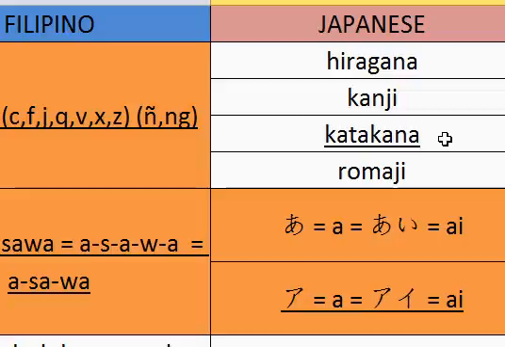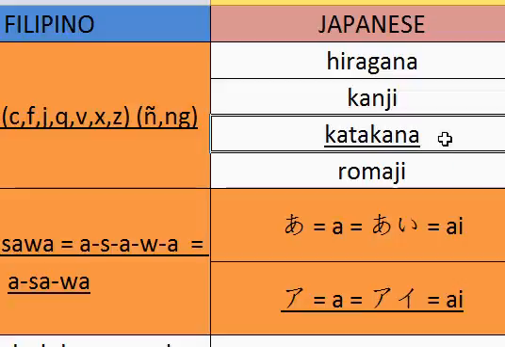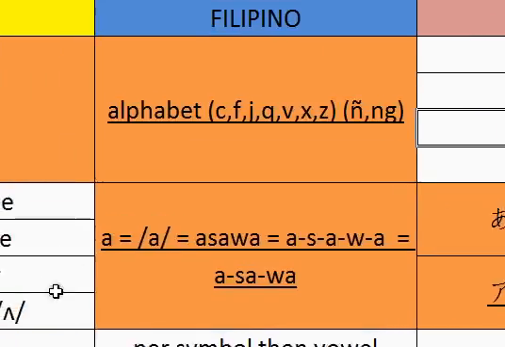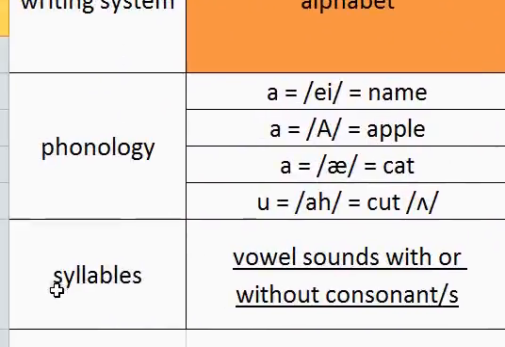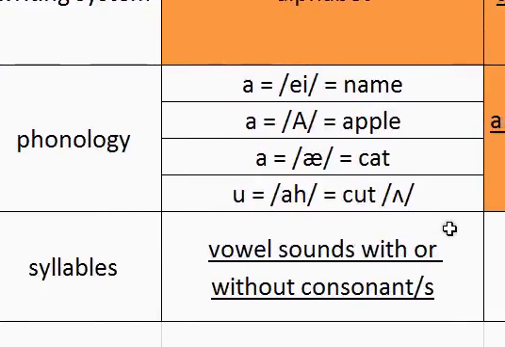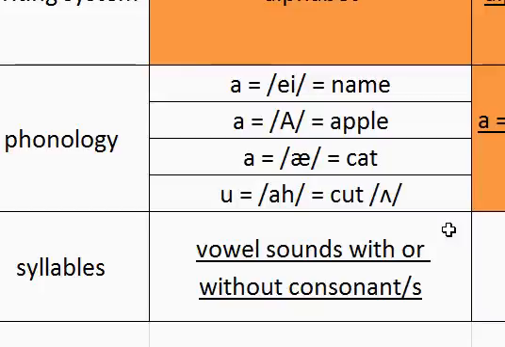So I underlined the katakana system and the alphabet system since those are the two writing systems that we're going to use. Alphabet system for Filipino, and for Japanese we're going to use the katakana writing system. Next we have the phonology, and we're going to use the syllables also, so two at once. Don't be confused, I'm going to explain it fast.